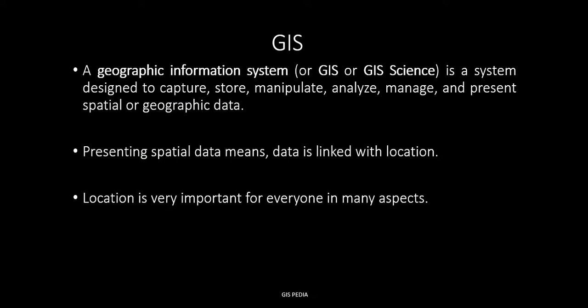What is GIS? A Geographical Information System, or GIS science, is a system designed to capture, store, manipulate, analyze, manage and present spatial or geographic data. Actually, GIS technology brings the digital representation of land features by showing relationships and patterns in data in the form of maps or charts. Here, presenting spatial data means data is linked with location.